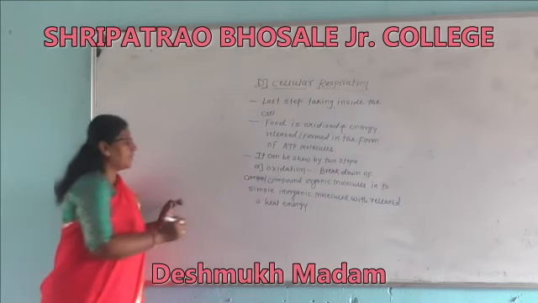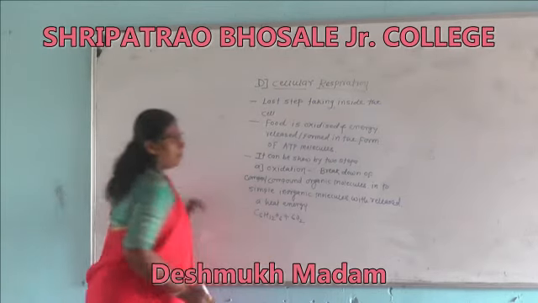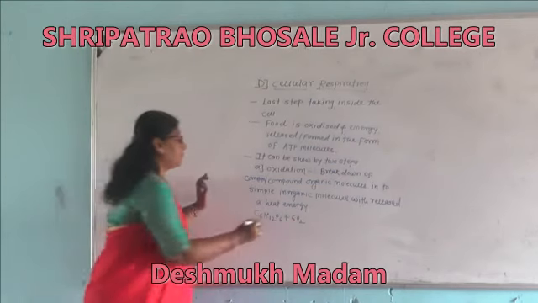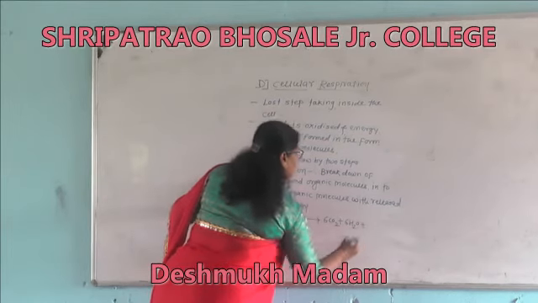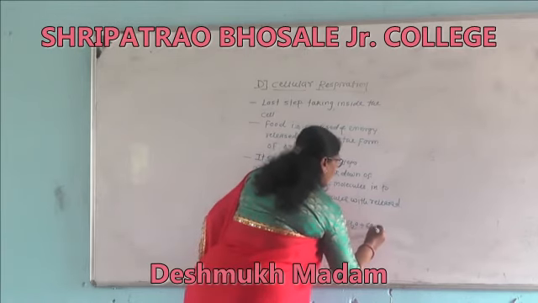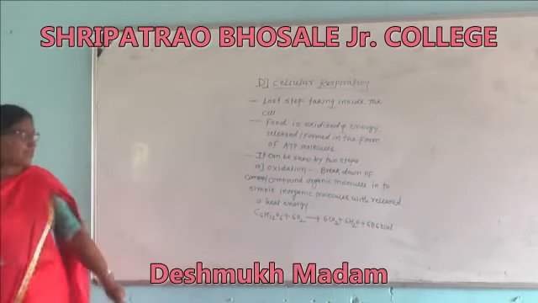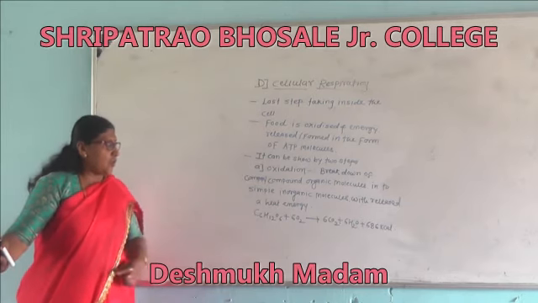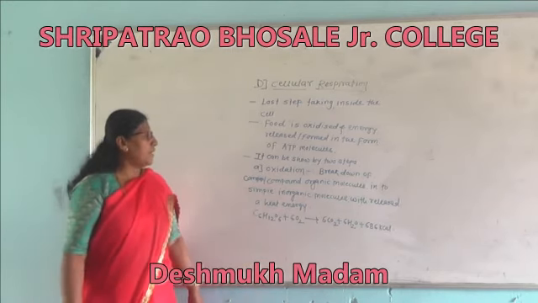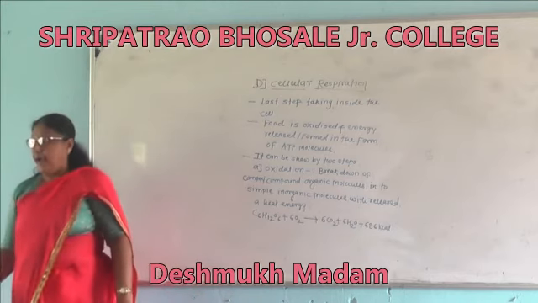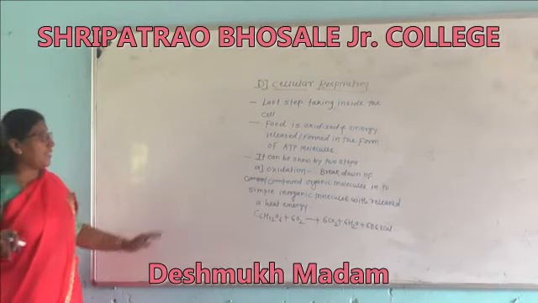In this, C6H12O6 plus 6O2 gives 6CO2 plus 6H2O plus 686 kilocalories released. So the glucose molecule in the presence of oxygen forms 6CO2 plus 6H2O, and 686 kilocalories are released in this step.